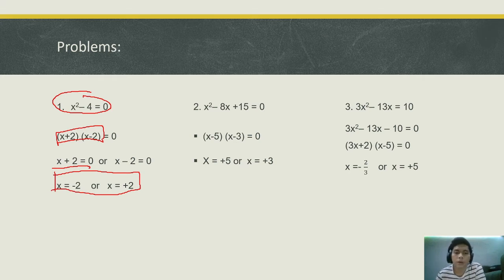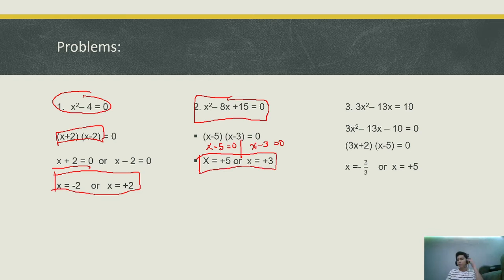So for number 2, we have already done factoring lessons. So this can be done easily by the A, C, and B method. After getting the A, C, and B method, we can easily get the two values of x. So therefore, that's x minus 5 equals 0 and x minus 3 equals 0, right? So therefore, we get the two values of x as positive 5 and positive 3.